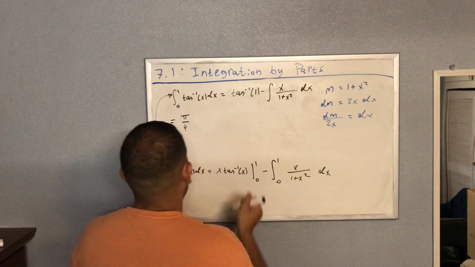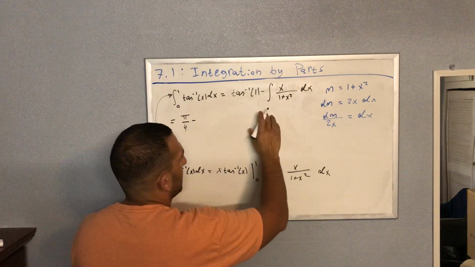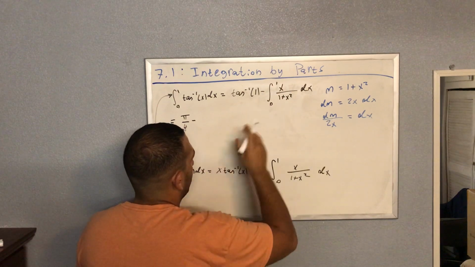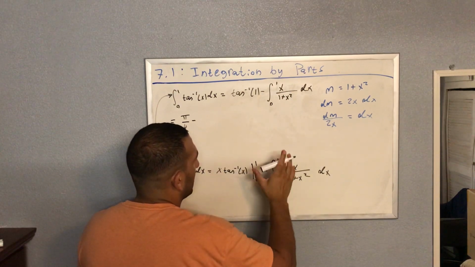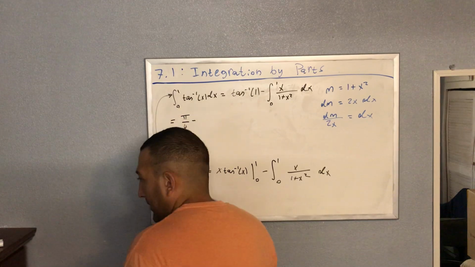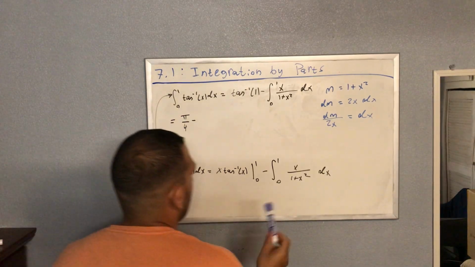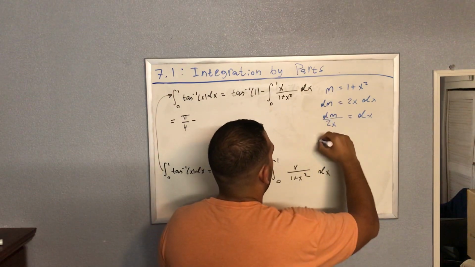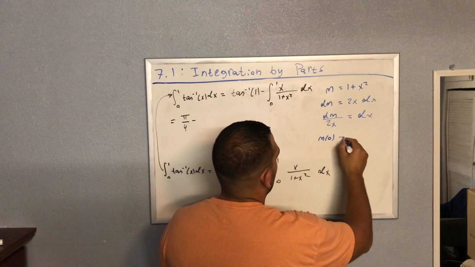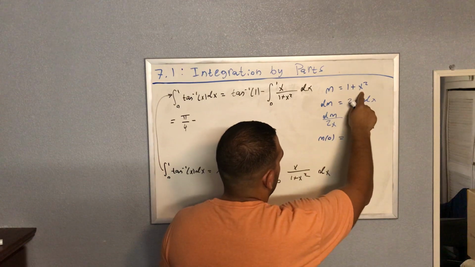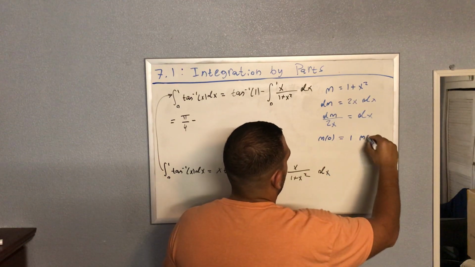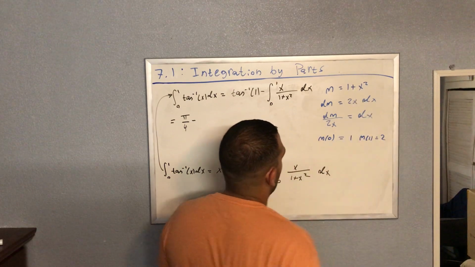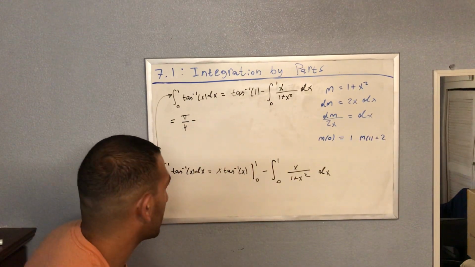And then this becomes minus, and this should have limits of integration from 0 to 1. But when I'm rewriting it, I'm going to omit them for a second because I haven't worked out what they should be. So let me just do that on the side. So m of 0, the new limit of integration will be 1 plus 0 squared, which is 1. And m of 1 will be 1 plus 1 squared, which is 2. So those are my new limits of integration.